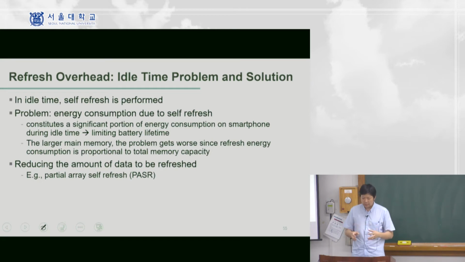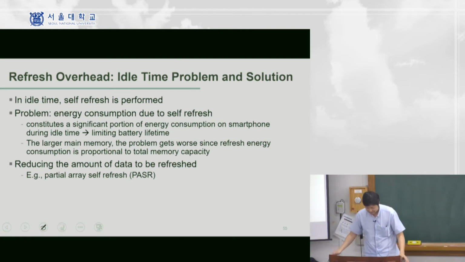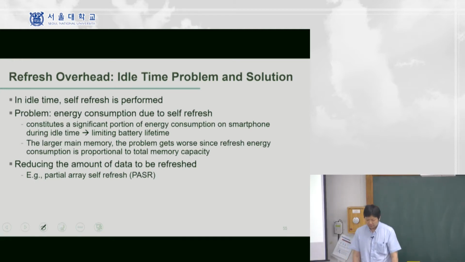So the problem is how we can reduce this energy consumption due to self-refresh. Self-refresh means even if the CPU is sleeping, the DRAM does self-refresh to keep the data value in the chip. That's basically what happens in today's DRAM system. As I said, idle power takes a significant portion of the energy consumption, and if you have larger memory, the overhead becomes larger accordingly. Okay, that's the problem. So how can we save this idle time refresh power?